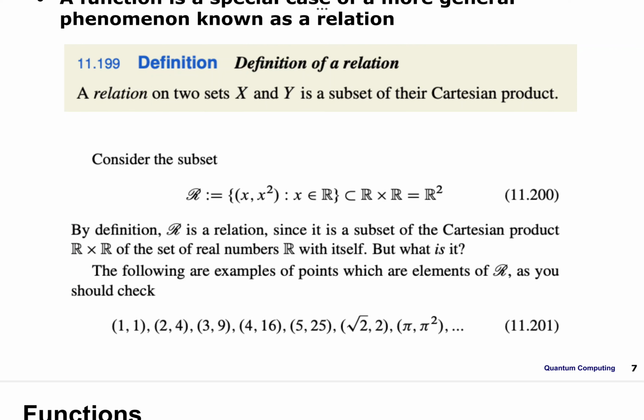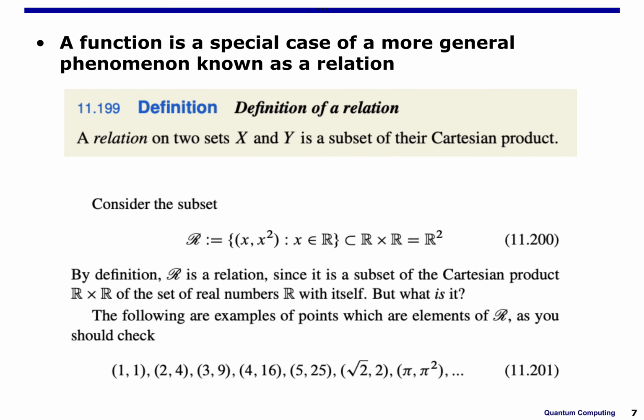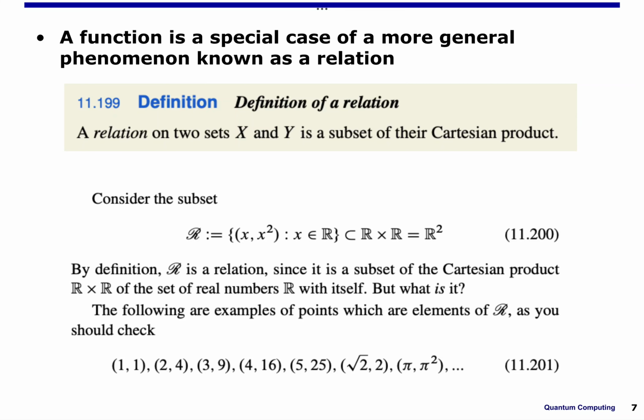Our terms are the Cartesian product of the set of real numbers R with itself. The following are examples of points which are elements of R squared. It's a little bit mathematical and a little bit difficult to understand, but I hope I can do something. The following are examples of a subset, a relation.